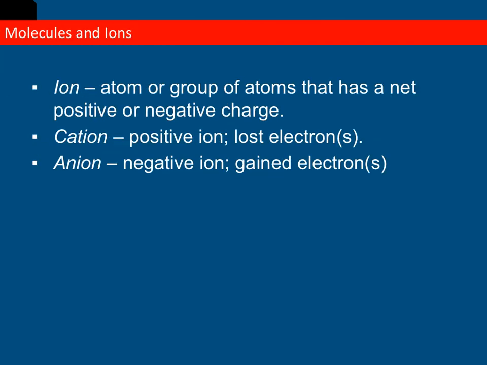Finally, the concept of the ion. It's an atom that has an imbalance in protons and electrons. And so an ion can either be positively charged if it has lost electrons. It's an atom that lost electrons and is now positively charged. Or an anion, which is negatively charged because it gained electrons.